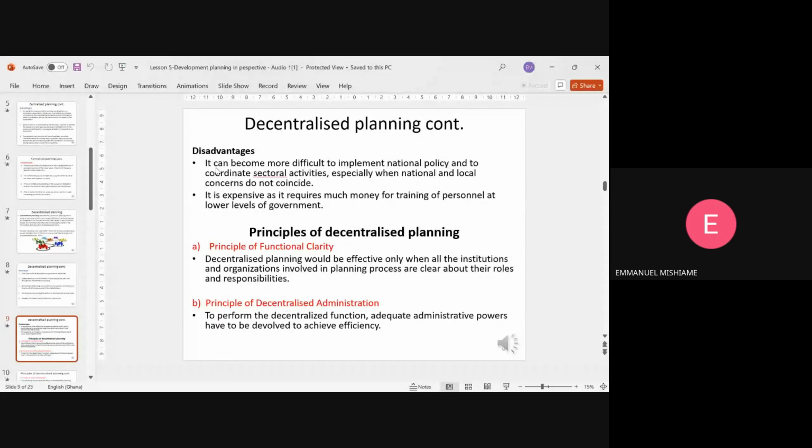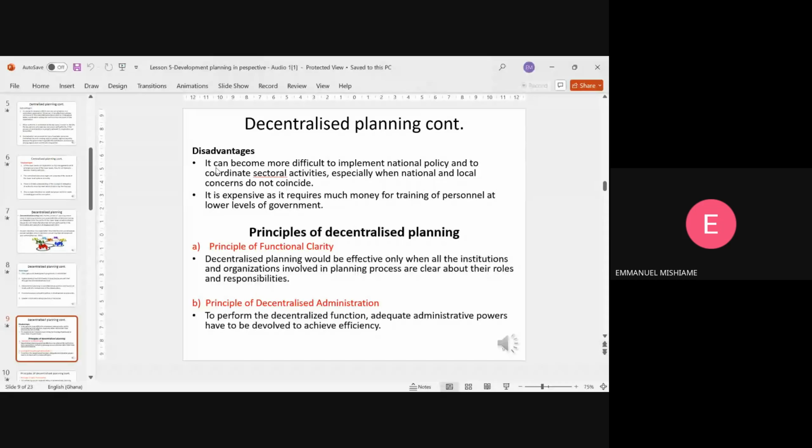The education minister knows he's in charge of education, and so he does not go and perform the role of a health minister. The roads minister knows he's in charge of transport, so he will not go and be interfering in things about energy. So when every institution, every person, every organization knows exactly what they are doing, that is essentially what we call functional clarity. You are clear about your functions, your role, your responsibility, what you are supposed to do. You do them as such.